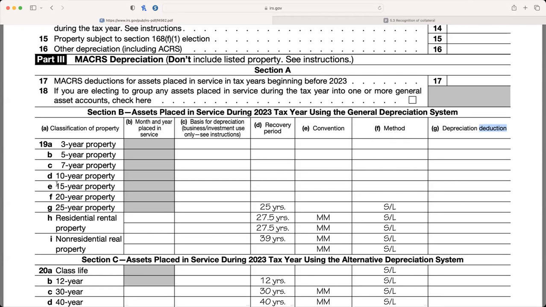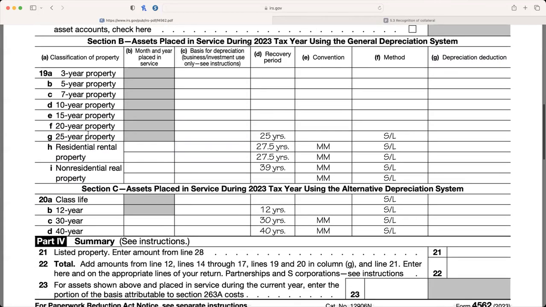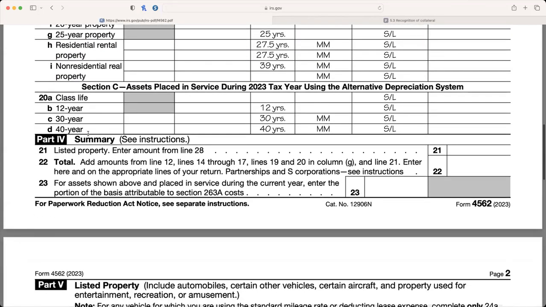But everything else, when you see 15, 20, 25 year property, and then it even says residential rental property, non-residential real property. So these are the recovery periods: 25 years, 27.7 years, 27.5, 39 years. These we're supposed to be filing on our notes.